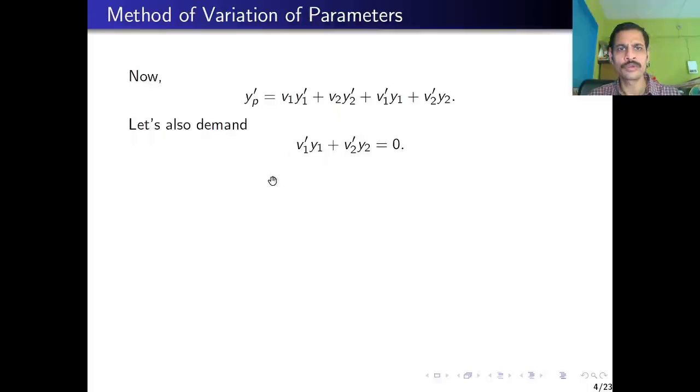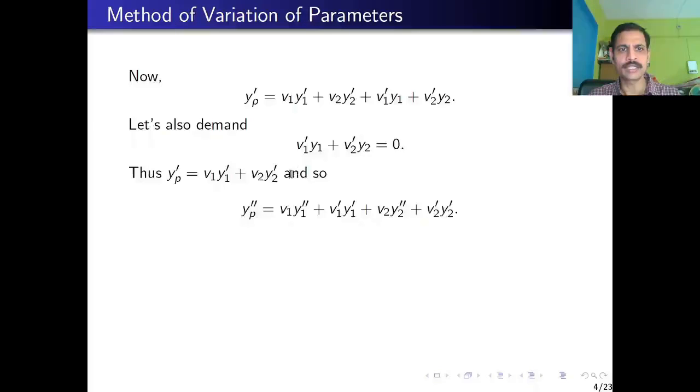So the derivative of yp is equal to the first two terms, that is yp' = v1 y1' + v2 y2'. And so the double derivative of yp will have four terms, that is yp'' = v1 y1'' + v1' y1' + v2 y2'' + v2' y2'.